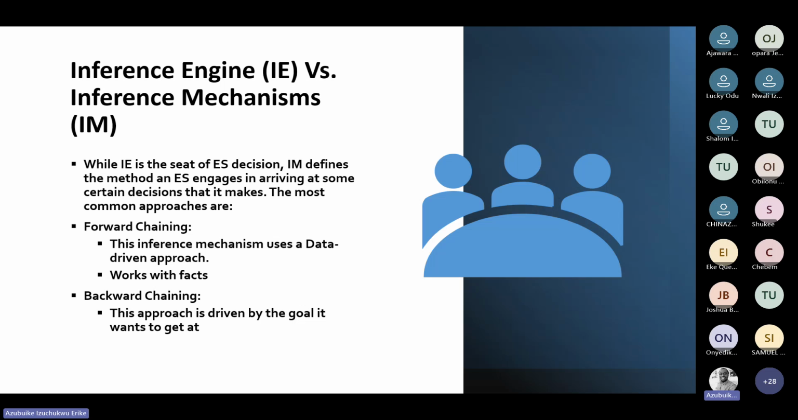So when the expert system is asking you questions, it's actually eliciting facts from you, and it is those facts that it is going to compare with what it already has in the knowledge base in order to arrive at a certain conclusion. Okay, then we have the backward chaining. I'm just explaining the concepts or the methods.